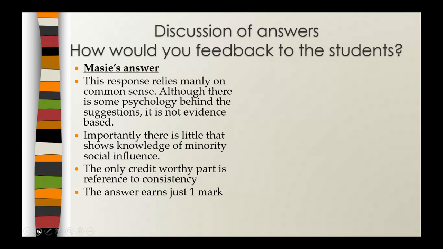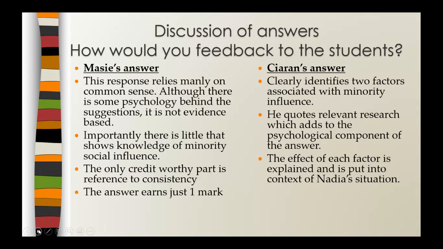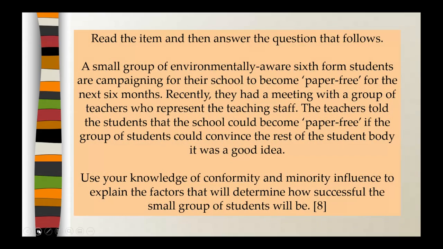So this is potential feedback for Maisie's answer. And then potential feedback there for Kieran's answer. Kieran's answer is by far the better answer. Here is another 8-mark question. Using your knowledge of conformity and minority influence, explain the factors that will determine how successful the small group of students will be. So that's consistency, flexibility, and relevance to society, and commitment. Those are the 4 factors you want to be thinking about here.